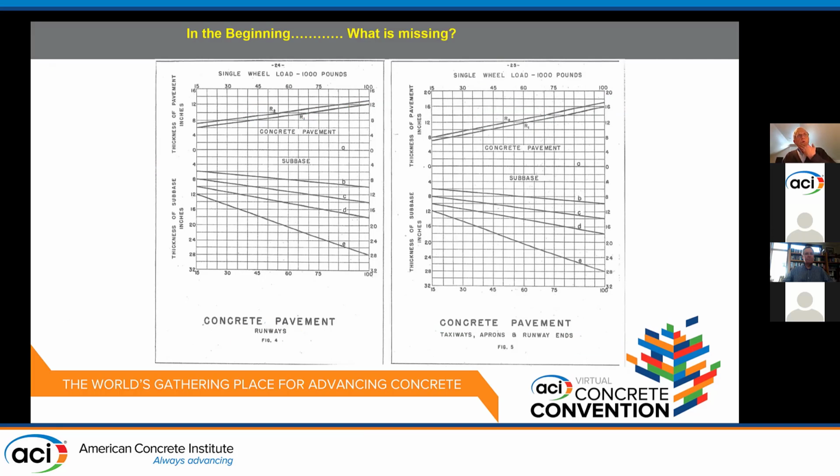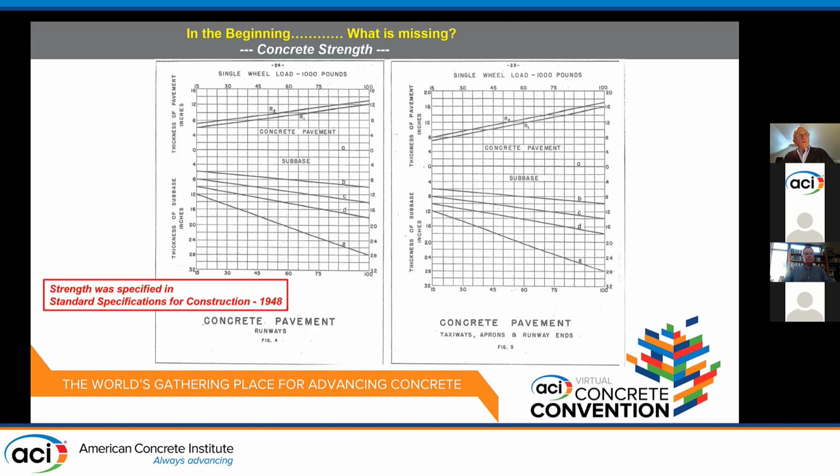Now, when I look at this, what's missing? Concrete strength. Concrete's not a variable in this design chart process. And when you look through the manual, what you find is strength is specified in the standard specification for construction, also dated 1948. And I don't have a copy of that. I located a lady in Maine who purports to have a copy of it, but it's buried in boxes, and a month of searching still hasn't turned it up. But I suspect that it probably specified a lower limit for strength.